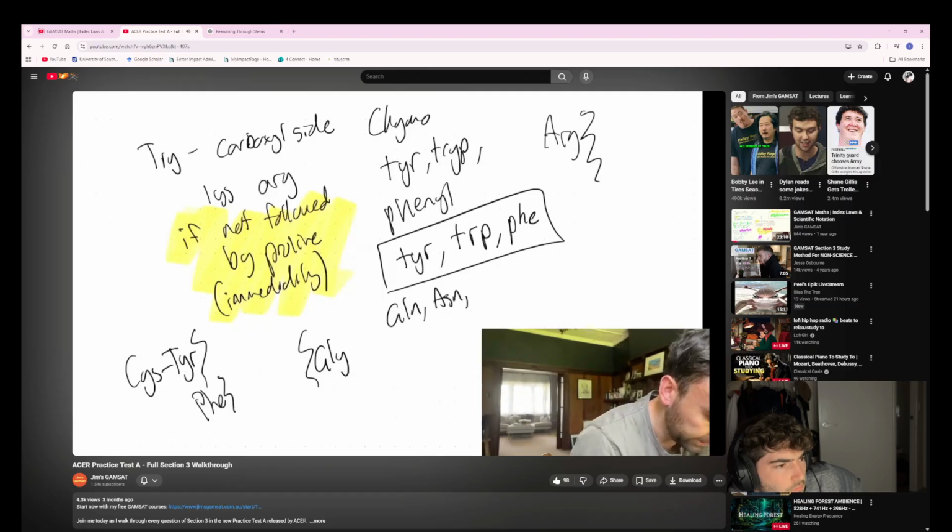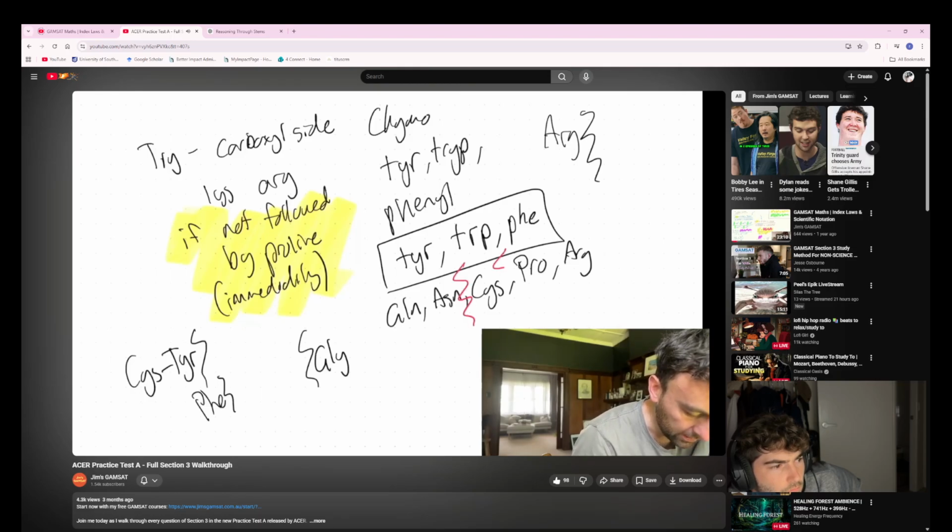ASN, CYS, PRO, ARG sequence. So we'd need to cut either here on the carboxyl side of ASN or on the carboxyl side of cysteine. So of those options, the only one which I think works is cysteine.